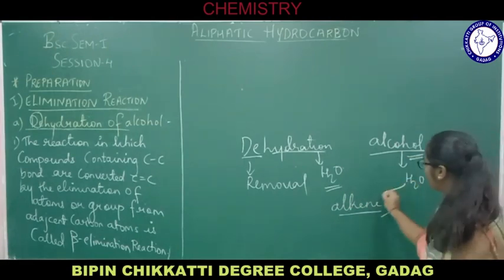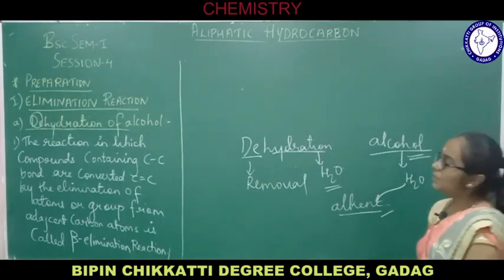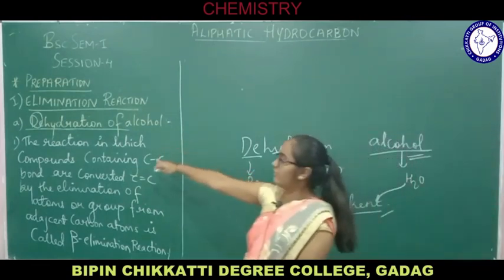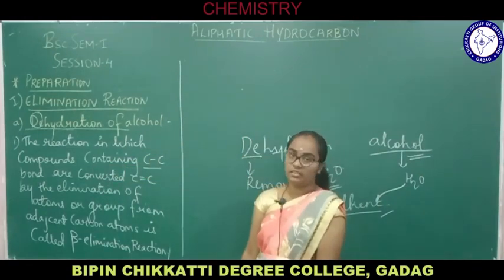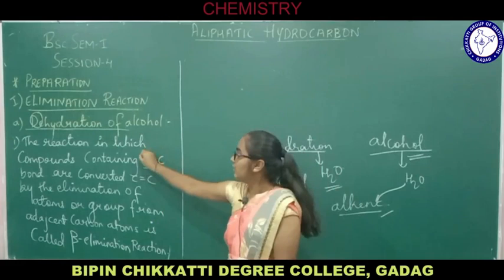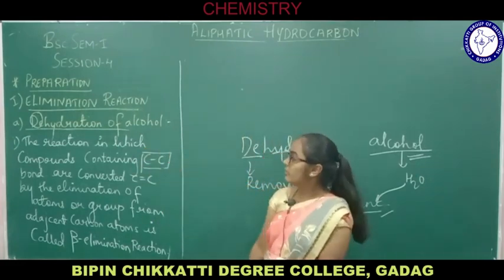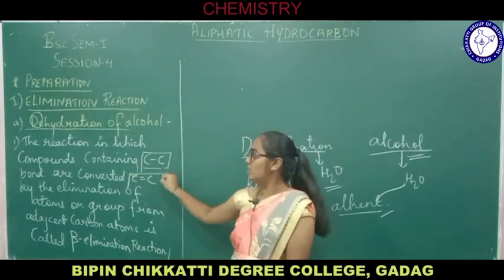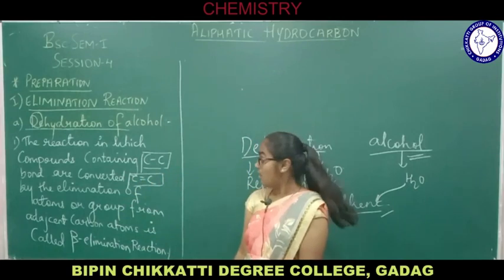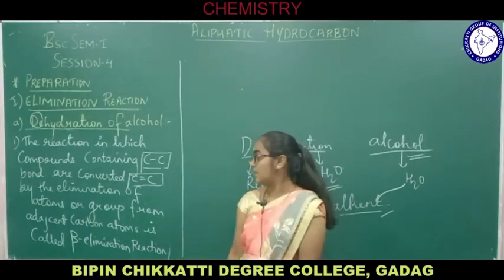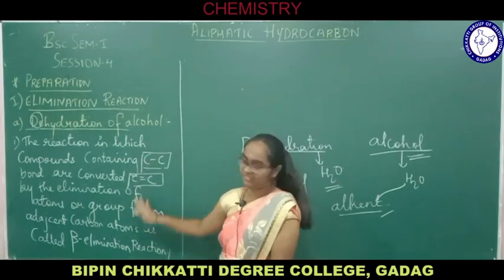So this is the process which is called elimination, right? So what is happening over here? The reaction in which a compound containing a carbon-carbon single bond is converted into a carbon-carbon double bond by elimination of atoms or groups from adjacent carbon atoms is called beta elimination. Now what do you understand by this full definition?